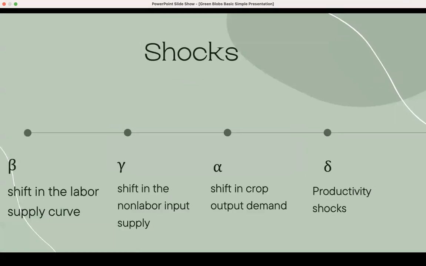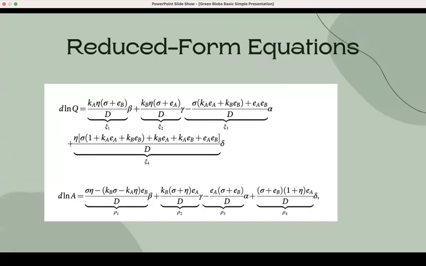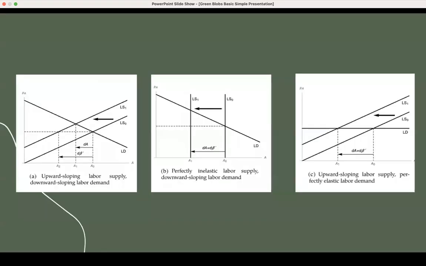So some of the shocks that the article looks more into are these four specifically. Beta is going to be represented by shifts in the labor supply curve. Gamma is going to be representing shifts in the non-labor input supply. Alpha is going to be shifts in crop output demand, and delta is going to be productivity shocks. So these are going to be the resulting reduced form equations once we look into all the data and the information that we got through the models.